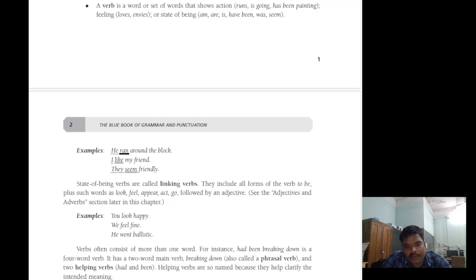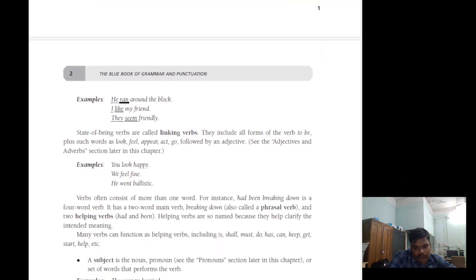State of being verbs are called linking verbs. They include all forms of the verb to be, plus such words as look, feel, appear, act, go, followed by an adjective. Examples: you look happy, we feel fine, he went ballistic.